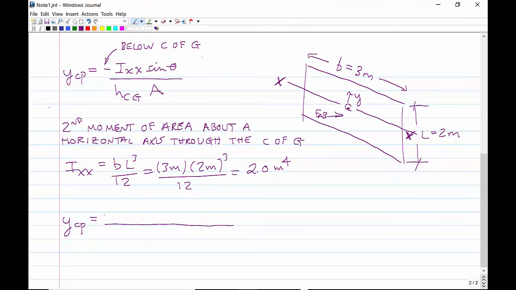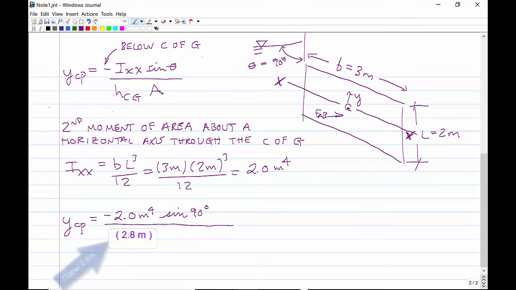It's minus 2.0 meters to the fourth. That's IXX. Now we next have sine theta. Now sine theta is the angle if you project the gate up to the free surface here. It's the angle that the gate makes with the free surface. And in this case, it's a vertical gate, so theta equals 90 degrees. And the sine of 90 degrees is going to be 1. I'll just write it in there just to let you know.